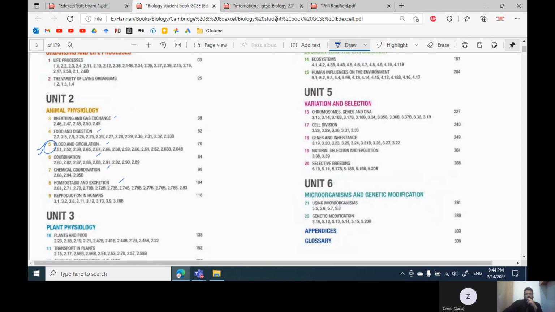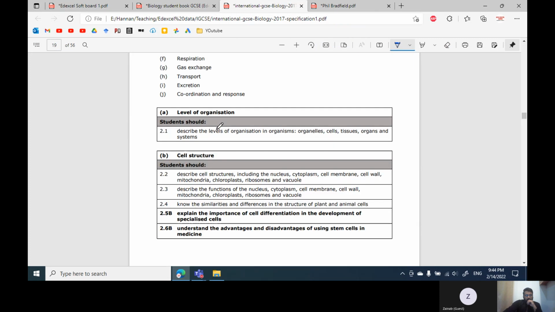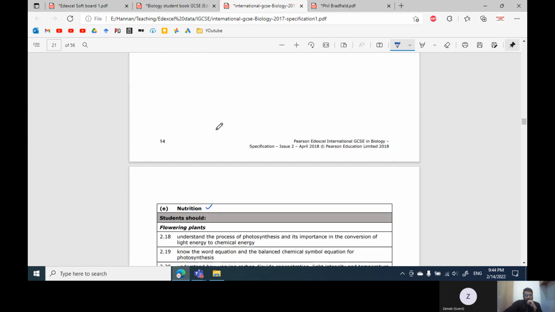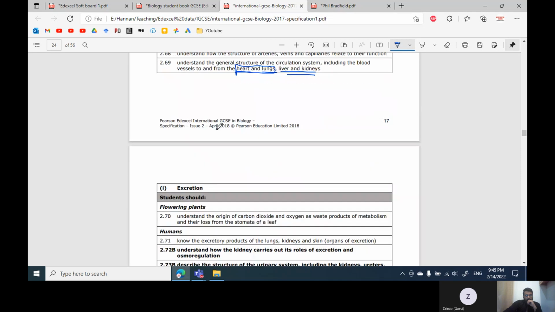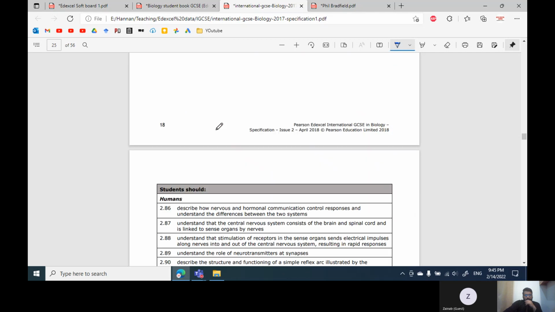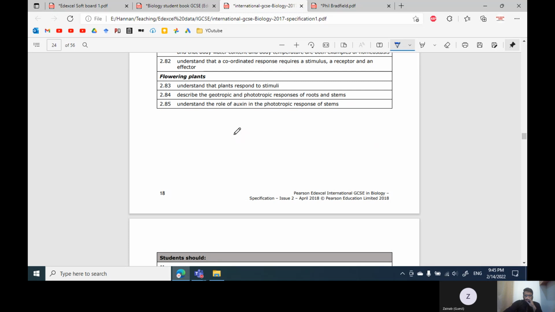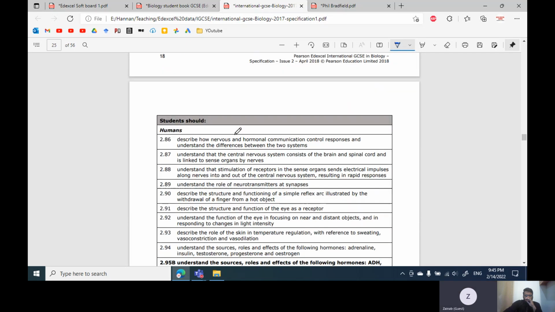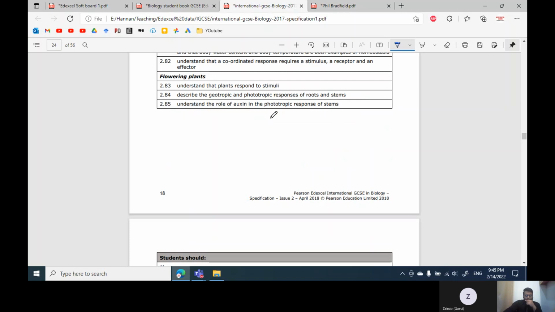Okay, let's start the coordination. Let me read about the contents of coordination and then we will proceed. All right. Flowering plants. No. Okay, humans. You want to study the plants in coordination? Yes. Okay, right. No problem.